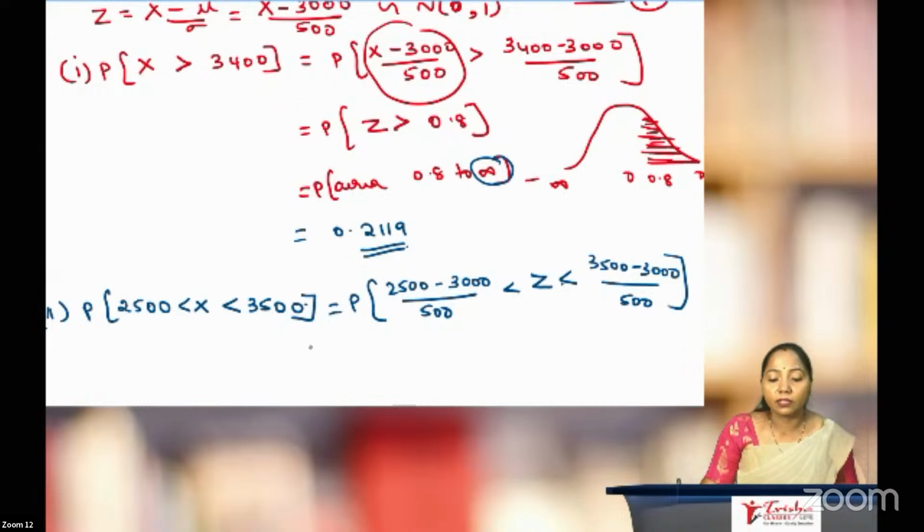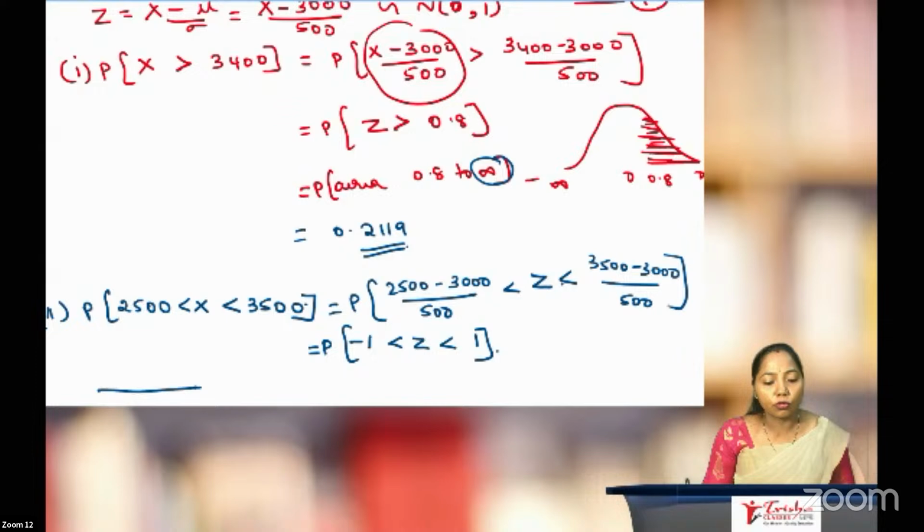Now 2,500 minus 3,000 will be minus 500. 500 by 500 is minus 1. So minus 1 less than z less than plus 1. So minus 1 to plus 1. Draw the curve, minus 1 to plus 1. It's a symmetric curve.